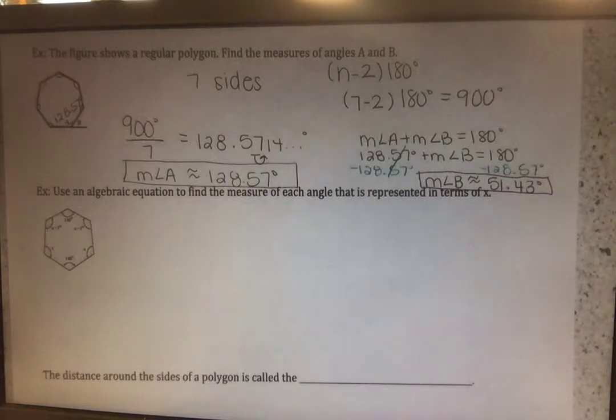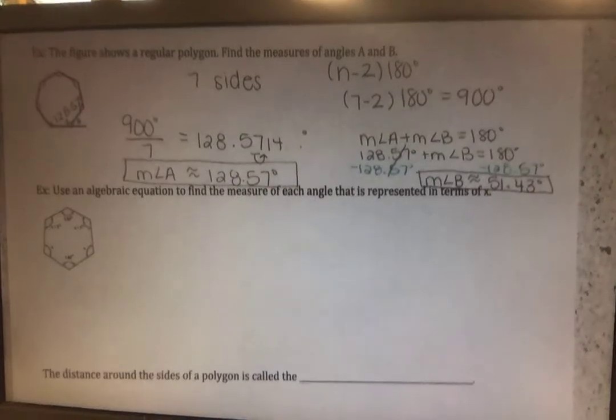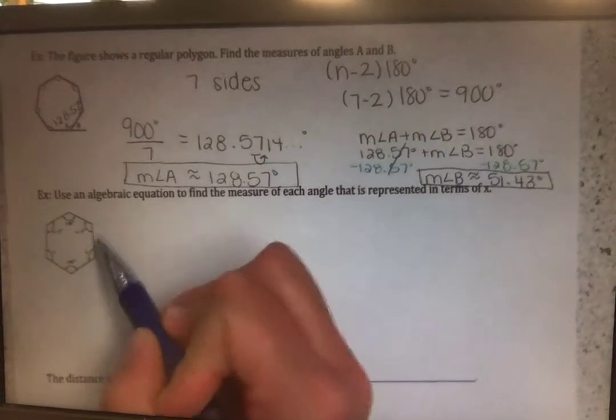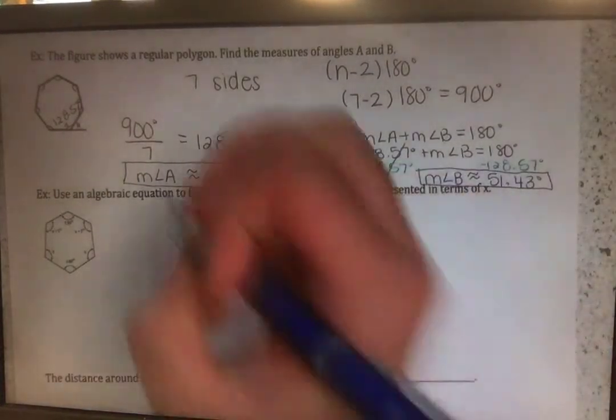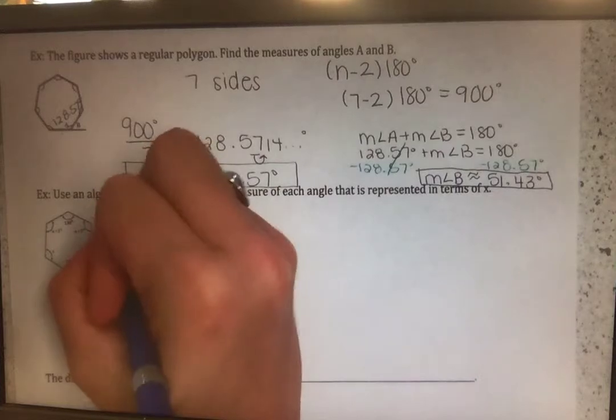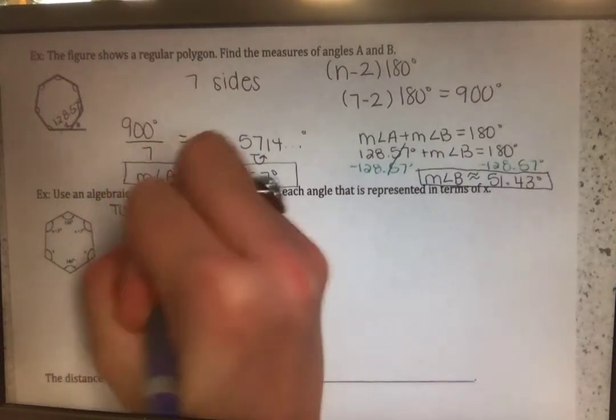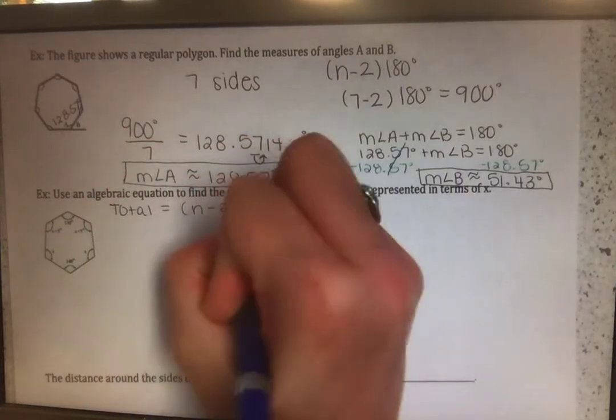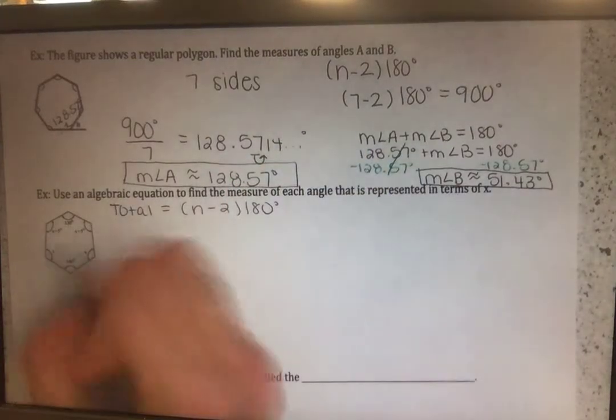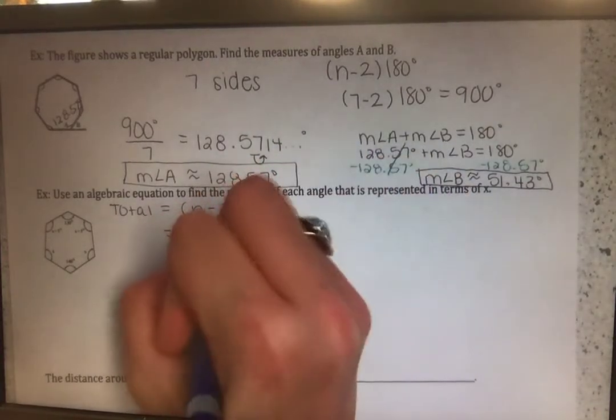Next example says use the algebraic equation to find the measure of each angle that's represented in terms of x. So we know there's 6 sides, so the total is going to be n minus 2 times 180. 2, 3, 4, 5, 6. So we have 6 sides.